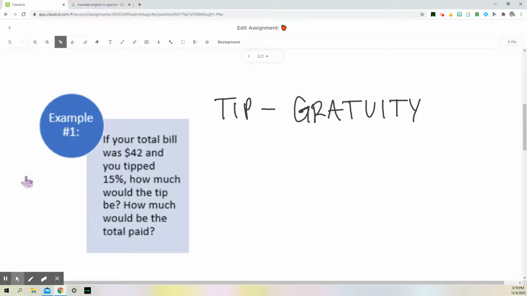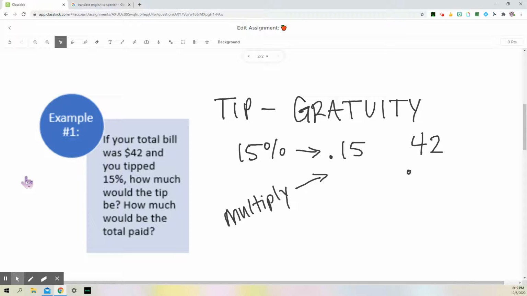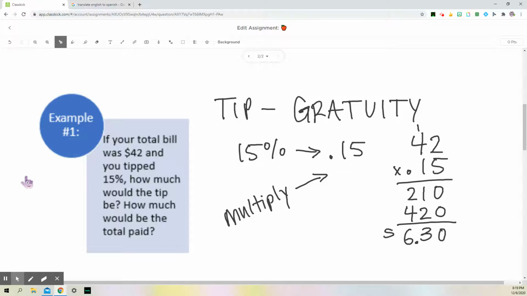And so let's see. The first thing we're going to do is we always change our percent to a decimal. So we're going to change 15% to 0.15. And then we're going to multiply the 0.15 by our original bill of $42. So we're going to do 42 times 0.15. And that gives us $6.30. So $6.30 is what we are going to leave for the tip.